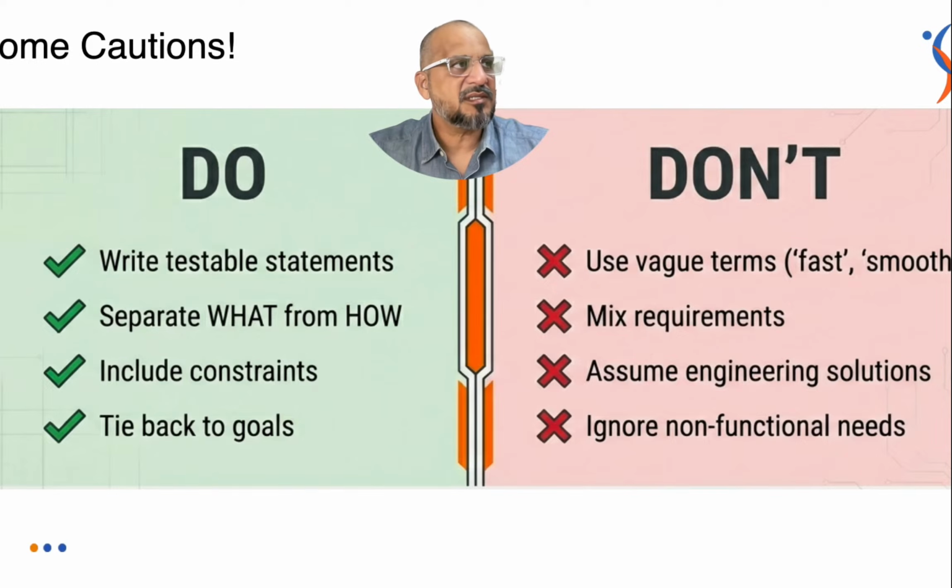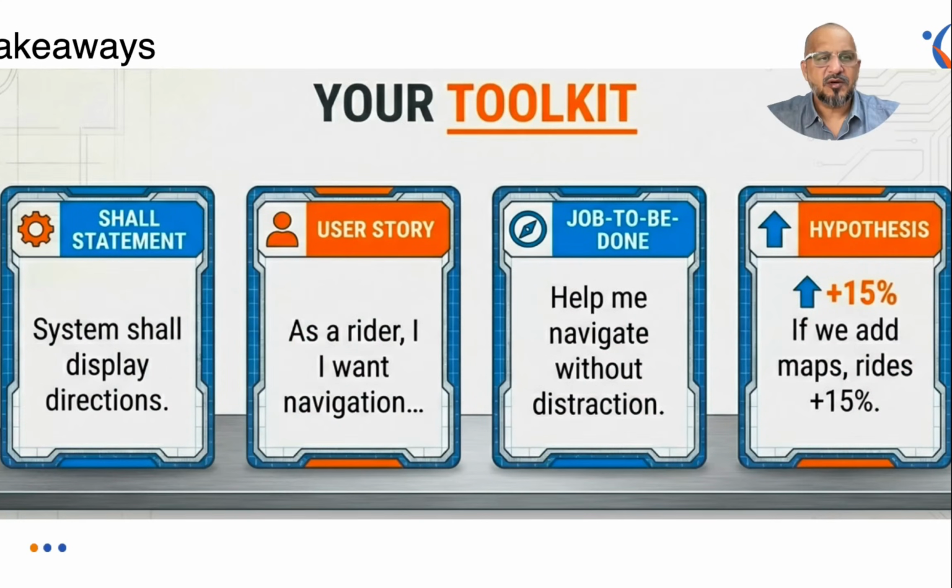Don't forget about NFRs, non-functional requirements. And always, the requirements should be tied with outcomes. The outcomes are basically the customer outcomes. The customer outcomes should be tied with the business outcomes, right? So make sure that your requirement clearly calls out why you're building it, what is the benefit to the customer, and what is the benefit to your company. So these are some of the cautions.